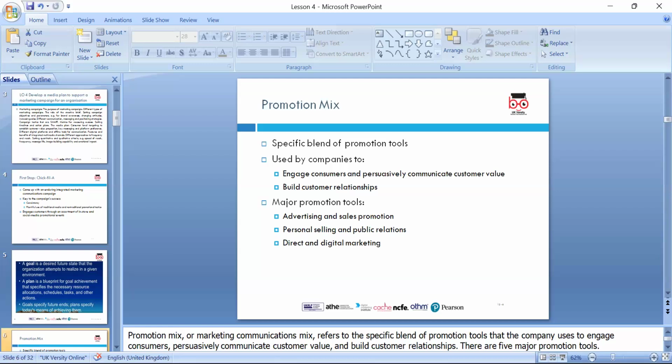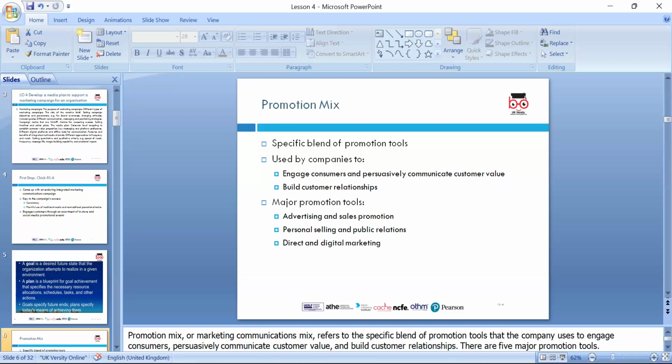Okay, so the promotion mix. We can look at the different tools used by the company in the promotion mix to engage consumers and persuasively communicate customer value. We have to think about the customer value. What is meant by customer value is more than what the customer is expecting for the money being paid. That's the key. Like why do we buy things from Amazon, not eBay? Because they value the next day delivery, the customer service, and free returns. So we need to look at all these.